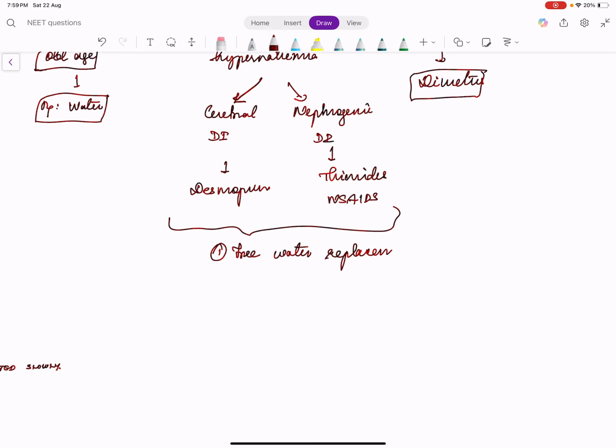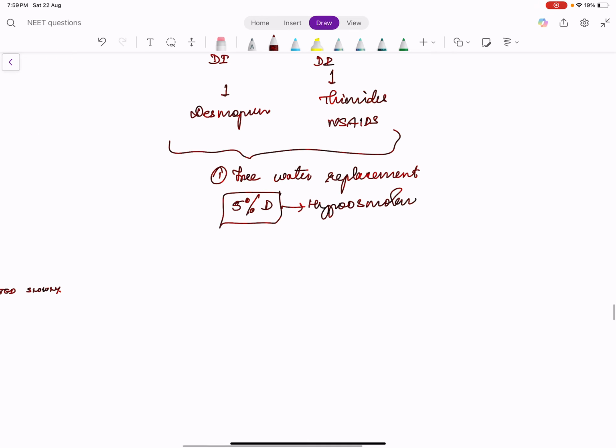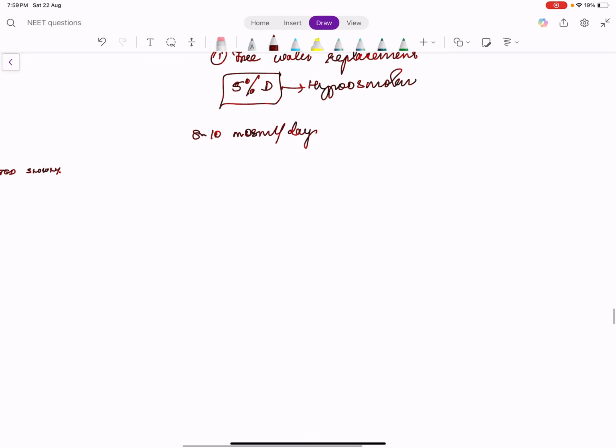In this case, what fluid can we prefer? We can give 5% dextrose, right? Because 5% dextrose is a hypoosmolar fluid, correct? 5% dextrose is a hypoosmolar fluid, so it is equivalent to giving water. So that is preferred. Here also we have to correct slowly at the rate of 8 to 10 or 10 to 12 milliosmoles per day. So why so? Here the opposite phenomenon happens.